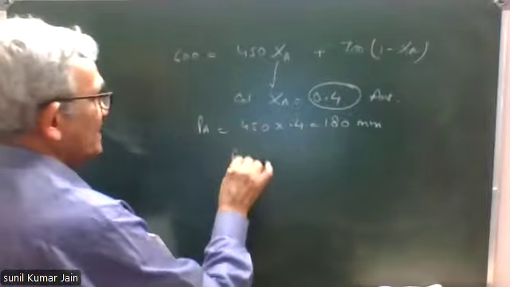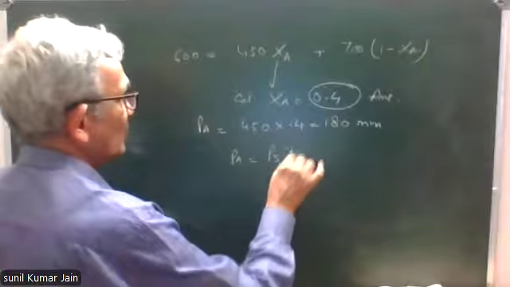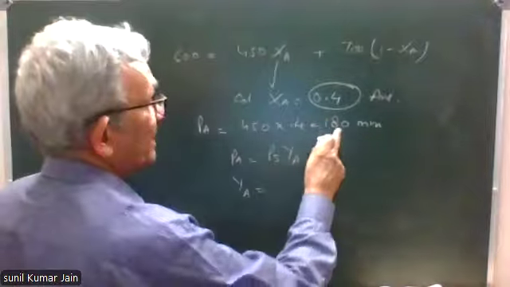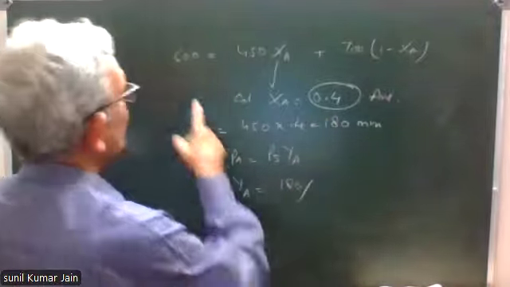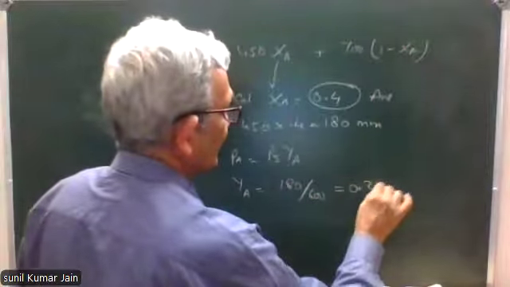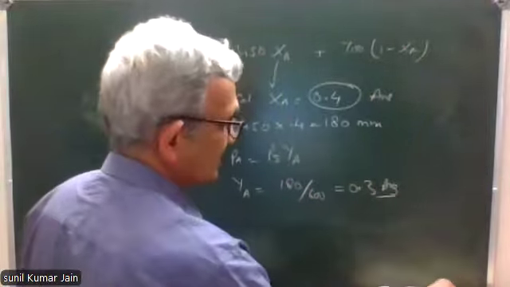Now again, PA is equal to P solution into YA. YA will be PA, 180, divided by P solution, which is 600 millimeters. So this will be 0.3. These are two answers.